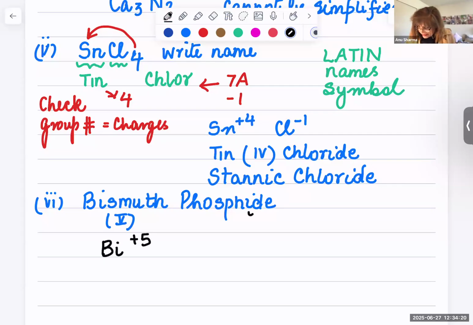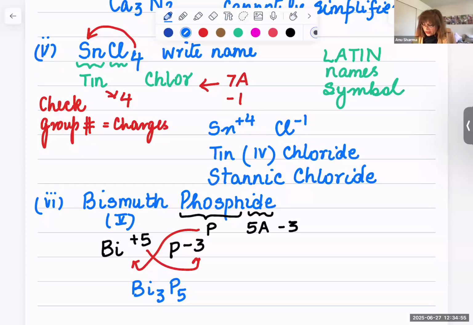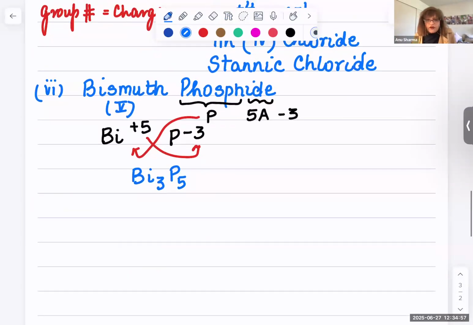Now phosphide, IDE, that means it's just phosphorus. It's just a non-metal. Phosphorus is in group 5A, charge is -3. So here you have phosphorus -3. And then you write the formula, crisscross: this comes here, and this one goes here. So the formula is Bi3P5.